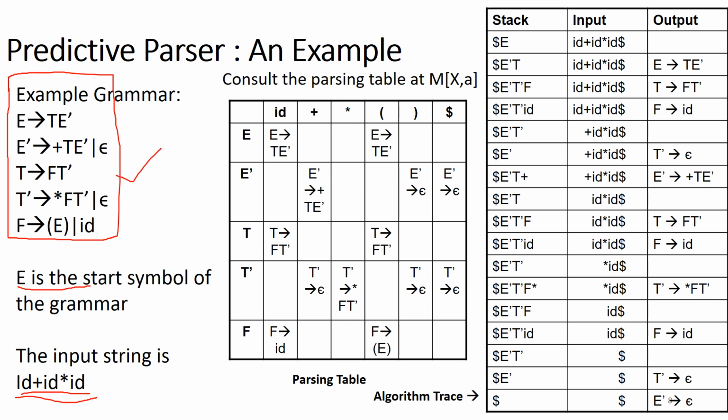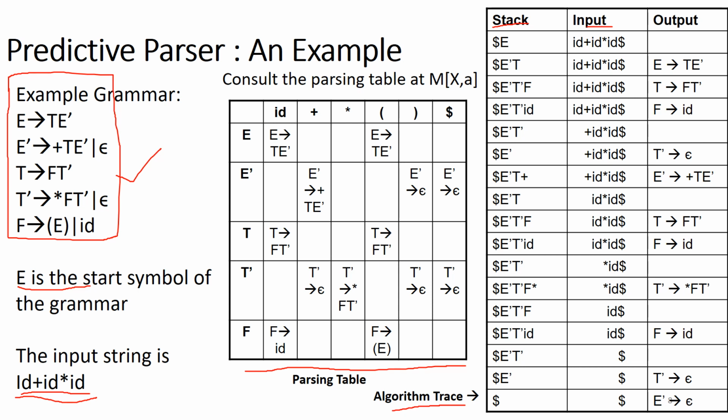To do this, we have a parsing table. The parsing table plays a very important role in the activity of parsing. And how the parsing table is constructed will be discussed in the next lecture. Now we'll go into the details of the algorithmic trace of the parsing program. First, let us look at the contents of the stack and the input buffer.